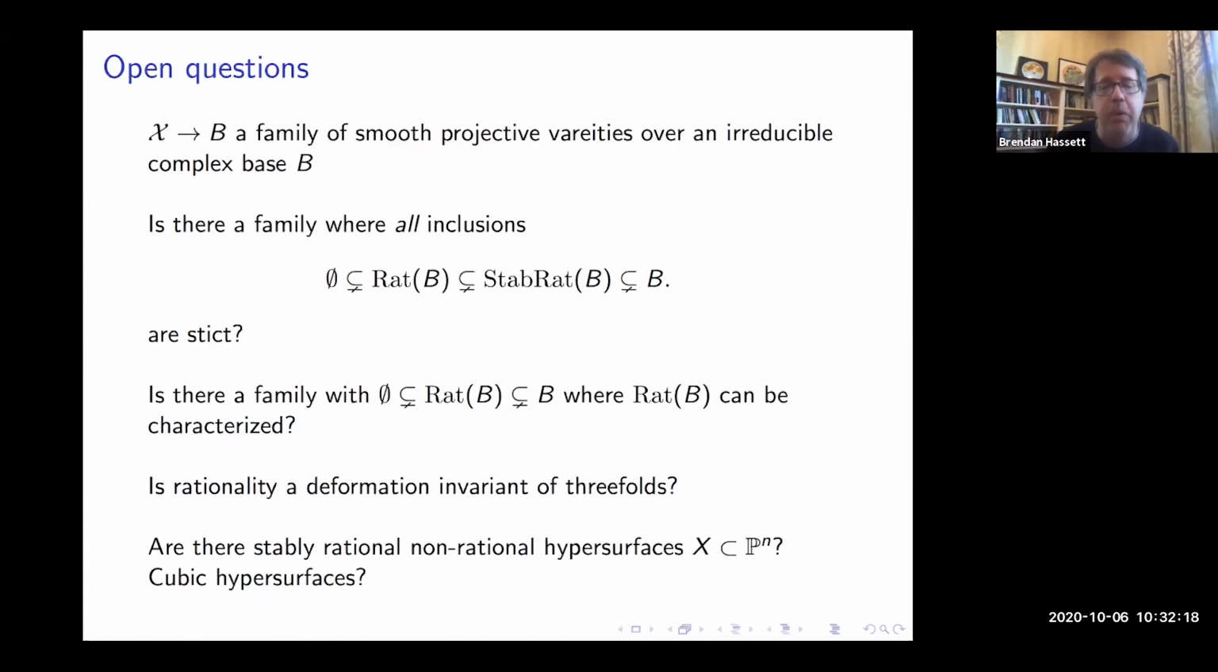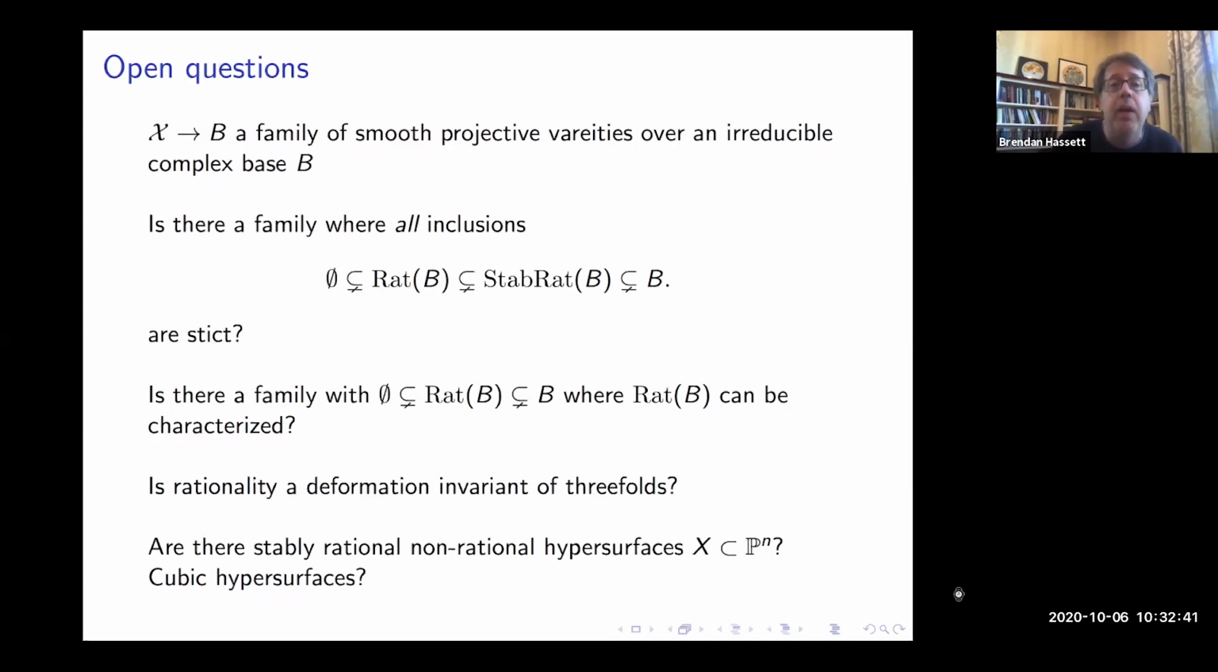So I'm sure probably some of you will know solutions to these questions, so I'll pause a moment. Okay, we'll come back to these maybe at the end of the talk, but I just wanted to lay out some general questions about the loci of rational varieties that, as far as I know, are still open to study.